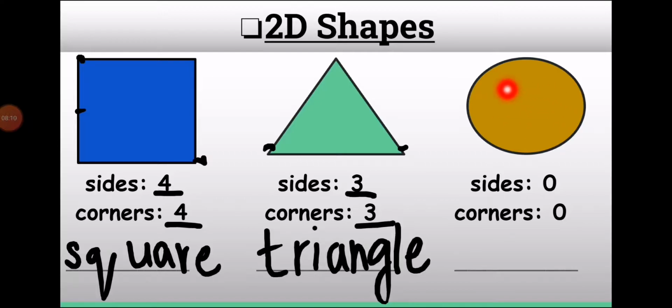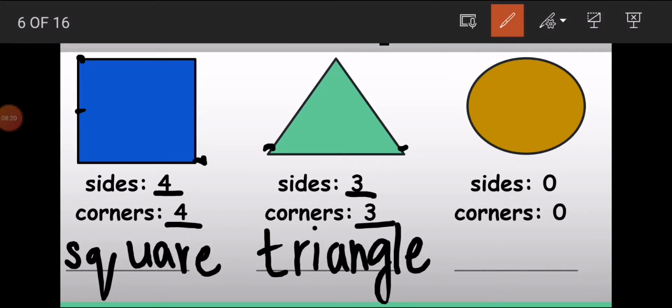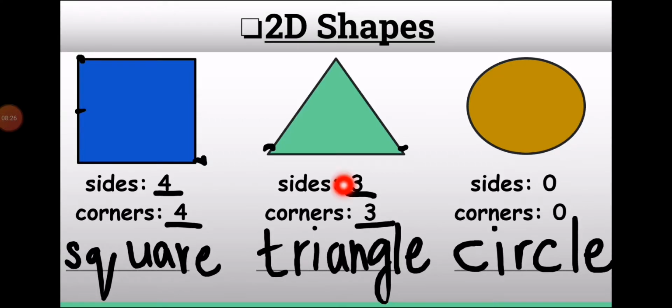No corner, no edges. And the examples of circles are wheels, coins, wall clock, Ferris wheels. So there are lots of examples of circles in our daily life. Let me write the name of circle here. Done. So these are 3 shapes: square, triangle, circle.